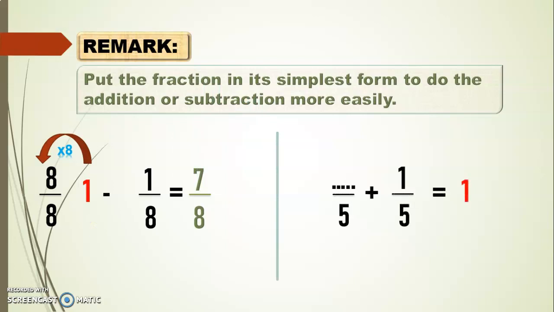What over 5 plus 1 over 5 equals 1? 1 means I multiply by 5. I must have the same denominator, so it will be 5 over 5. So what plus 1 equals 5? It will be 4 plus 1 equals 5. So 4 over 5 plus 1 over 5 will be 5 over 5, which is 1.